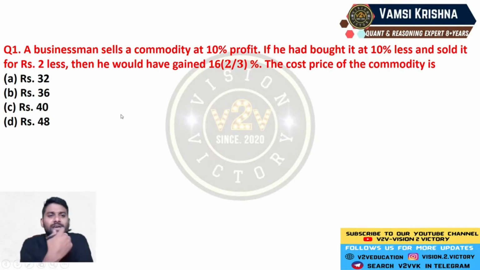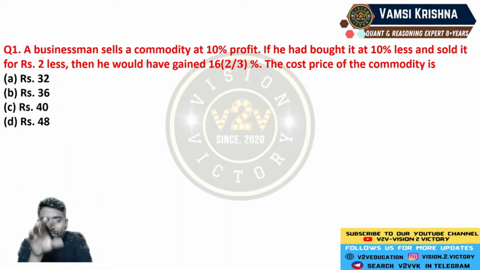Now see the question here. A businessman sells a commodity at 10% profit. If he had bought it for 10% less and sold it for 2 rupees less, then he would gain 16 2/3%. So what is the cost price of the commodity? There are two different fractions in this question. One is 10%, another one is 16 2/3%.